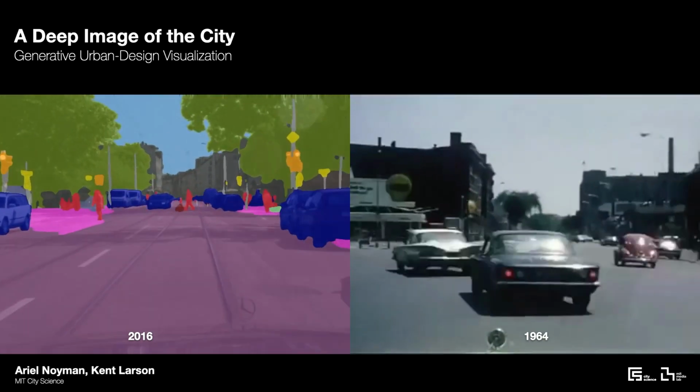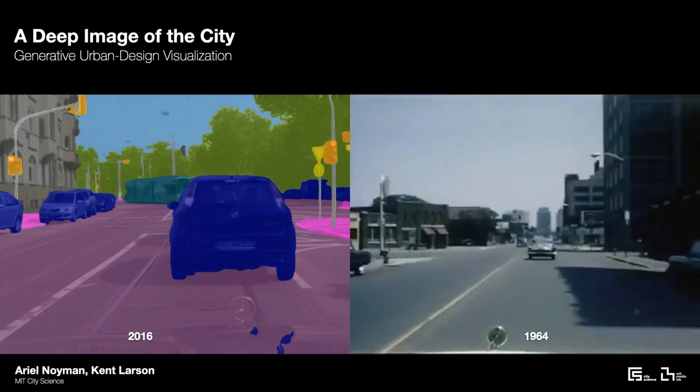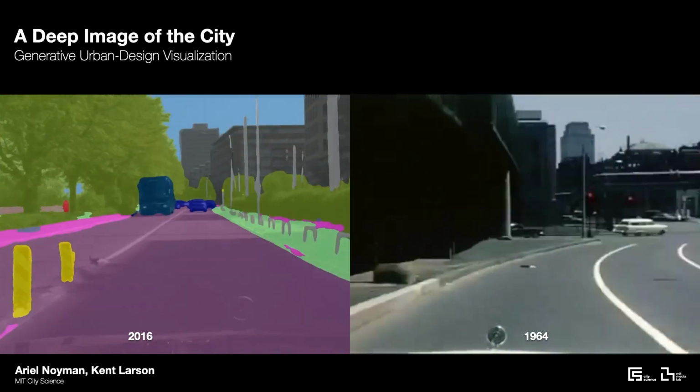This is the presentation for the paper, A Deep Image of the City, Generative Urban Design Visualization. Authors, Ariel Noyman and Kent Larson from the MIT City Science Group.